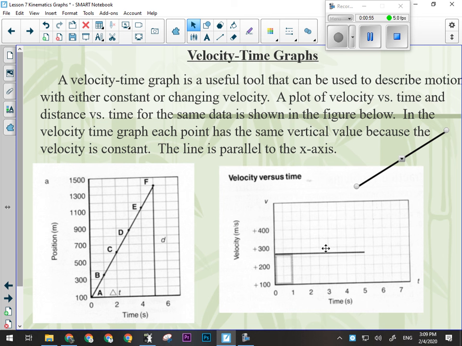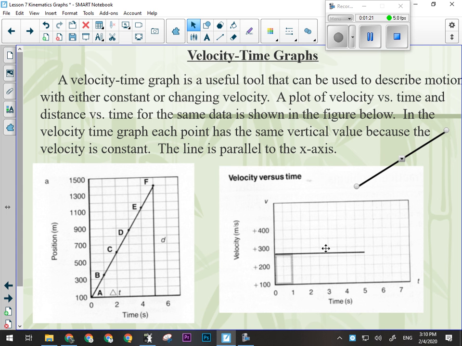In fact, this graph here on the left is the position versus time graph of this motion. These two graphs are showing you exactly the same object from different points of view. Our position versus time graph is a diagonal line, indicating that the position is changing at a constant rate. Here, we're showing the velocity is constant. So they're showing exactly the same thing.